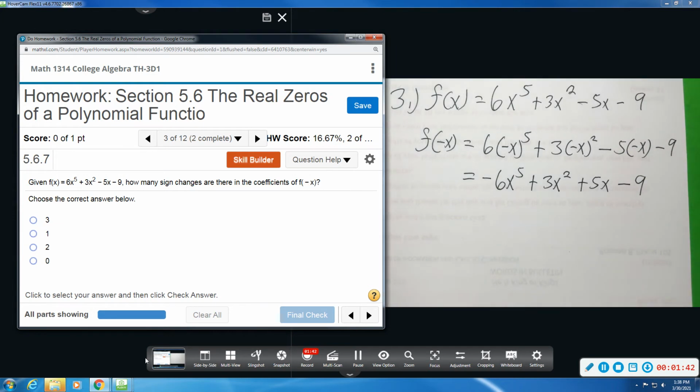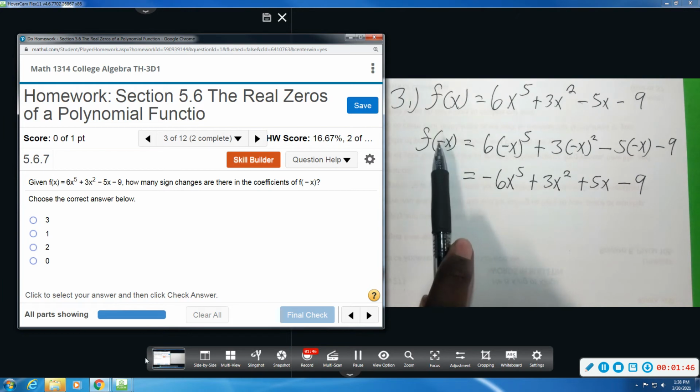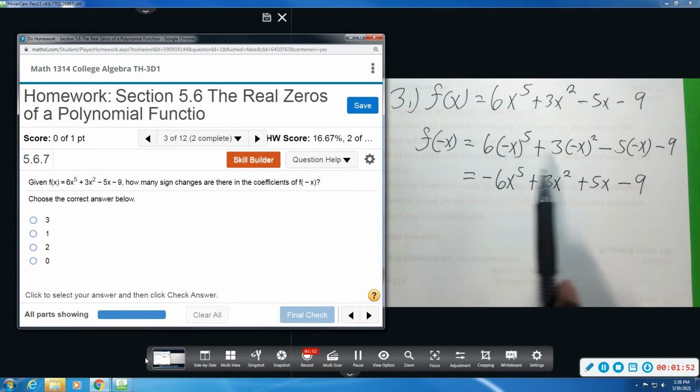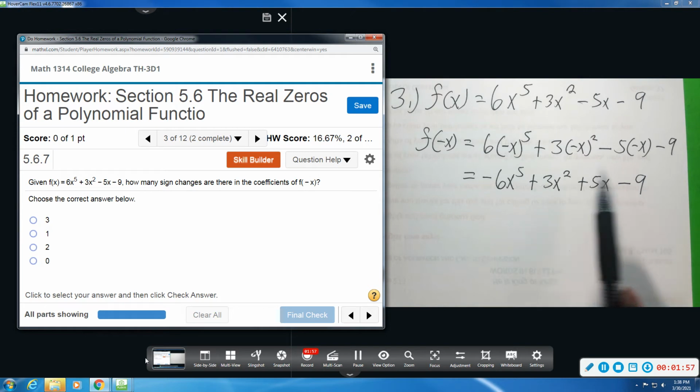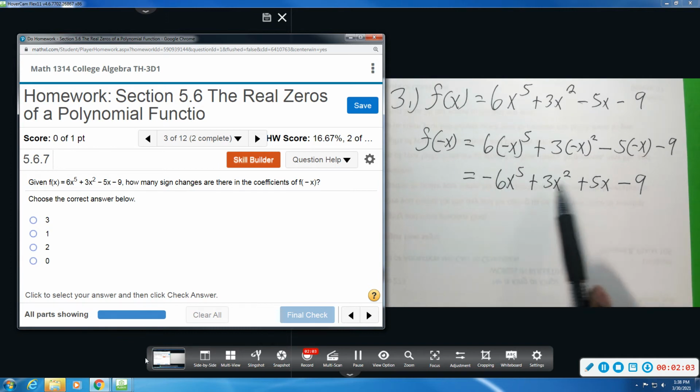Okay, so when we input the negative x into the f of x function, this is negative. It changes right here, so it went from negative to positive, so that's one change. It stayed positive, and then it went back to negative, so there's two changes. So there's two changes in the coefficients from the original f of x to the f of negative x.